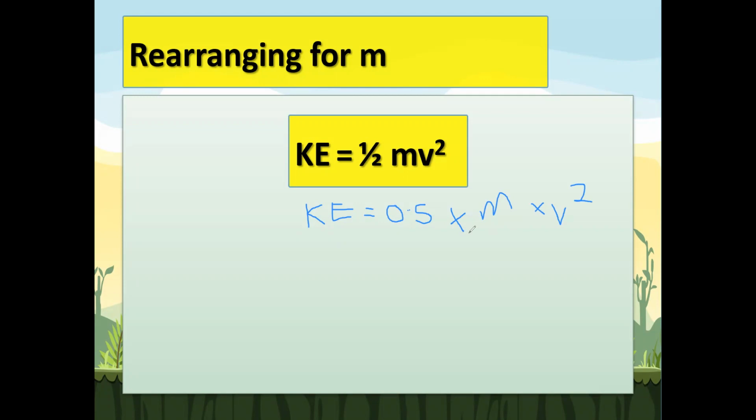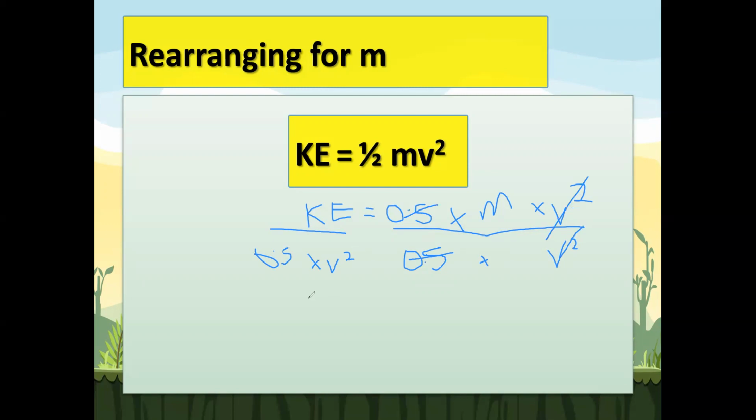So we're making M the subject. If you're making M the subject, you are going to divide all of this by 0.5 and then V squared. Whatever you do to the right, do the same thing to the left. So 0.5 times V squared. This will cancel out this, so that is gone. This also takes away this.